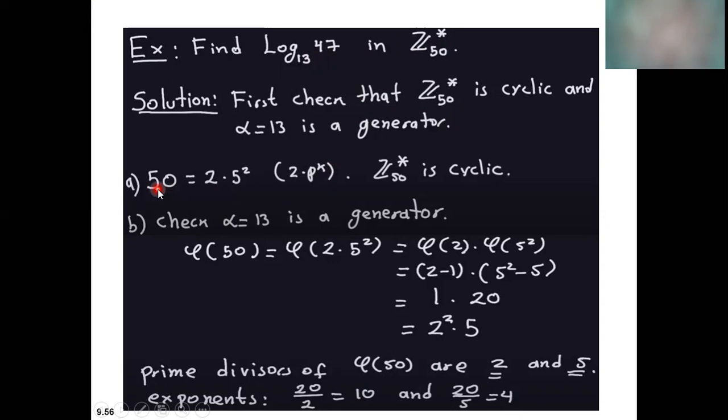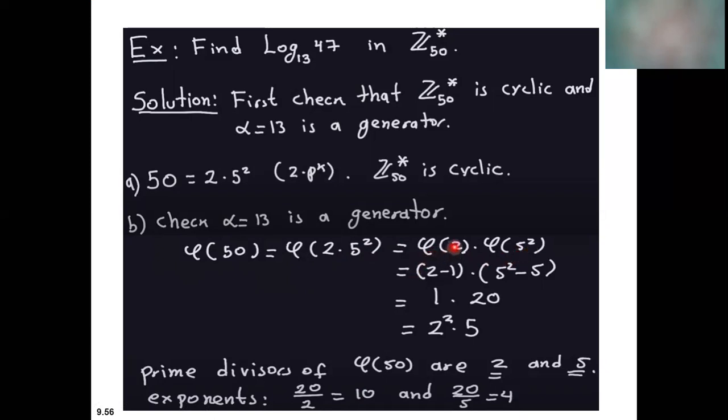First, 50 can be written as a product of 2 into 5 squared. So this is the case 2 into p power k. So Z_50 static is cyclic. Check whether alpha 13 is a generator or not. Alpha 50 can be written as 2 into 5 squared. So 2 and 5 squared are relatively prime to each other, so you can write phi of 2 into phi of 5 squared.